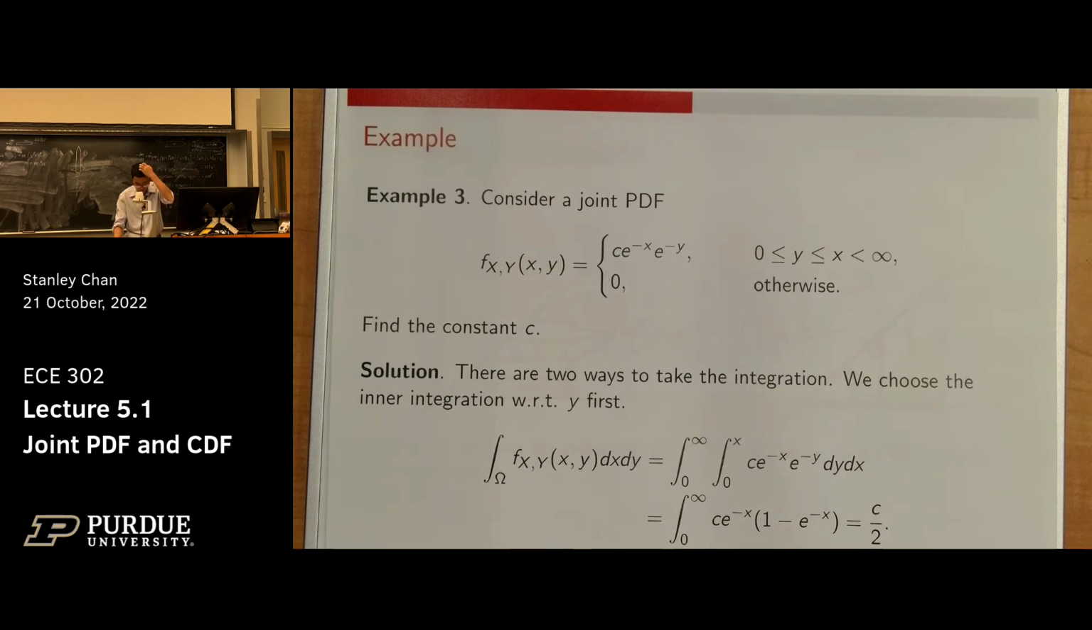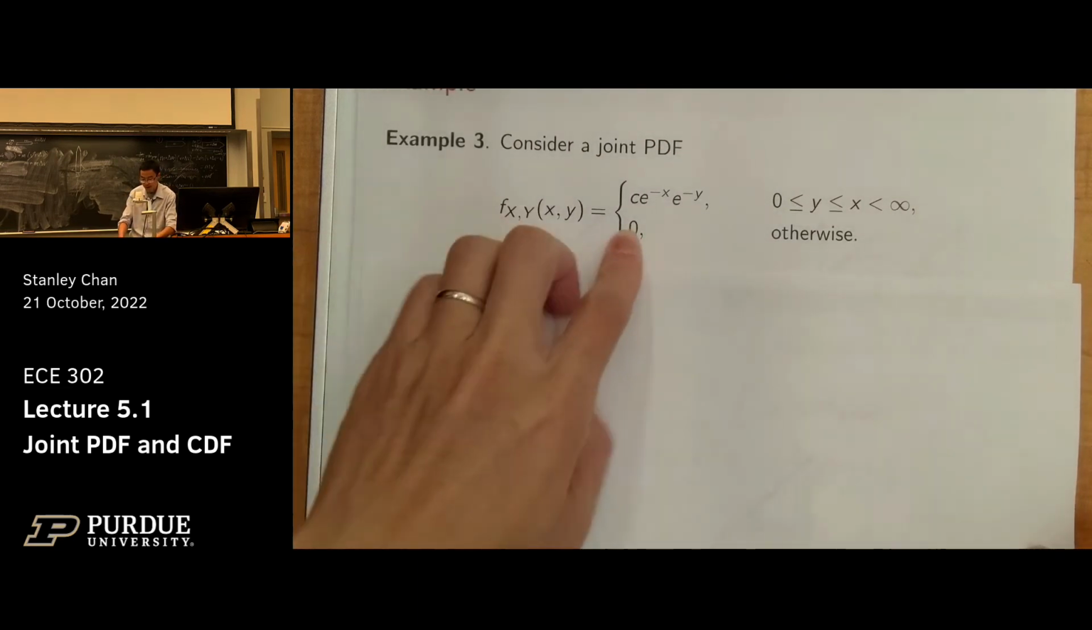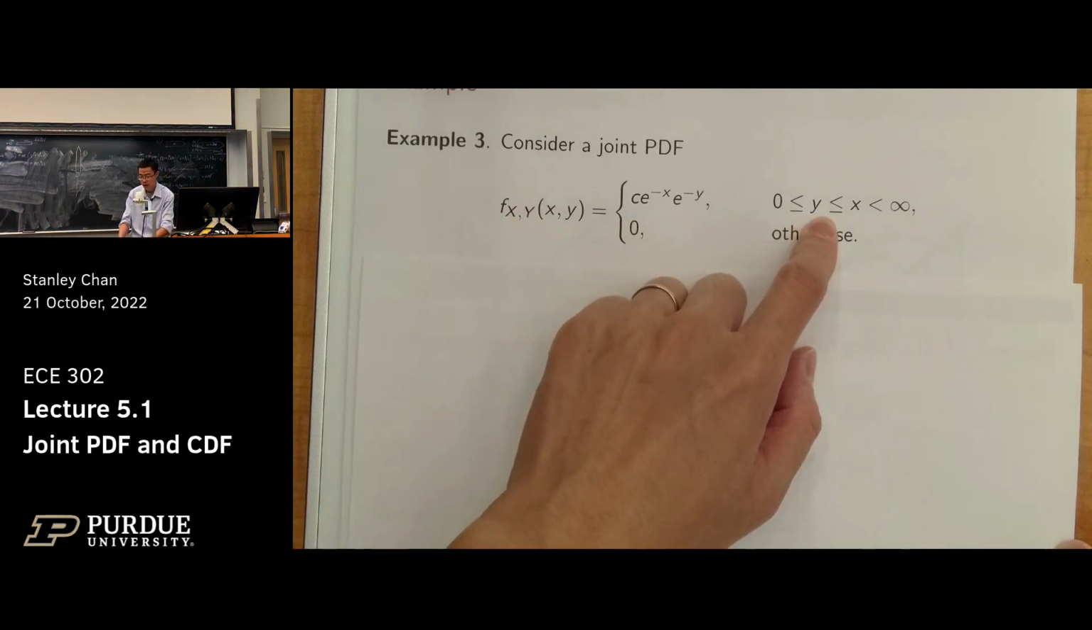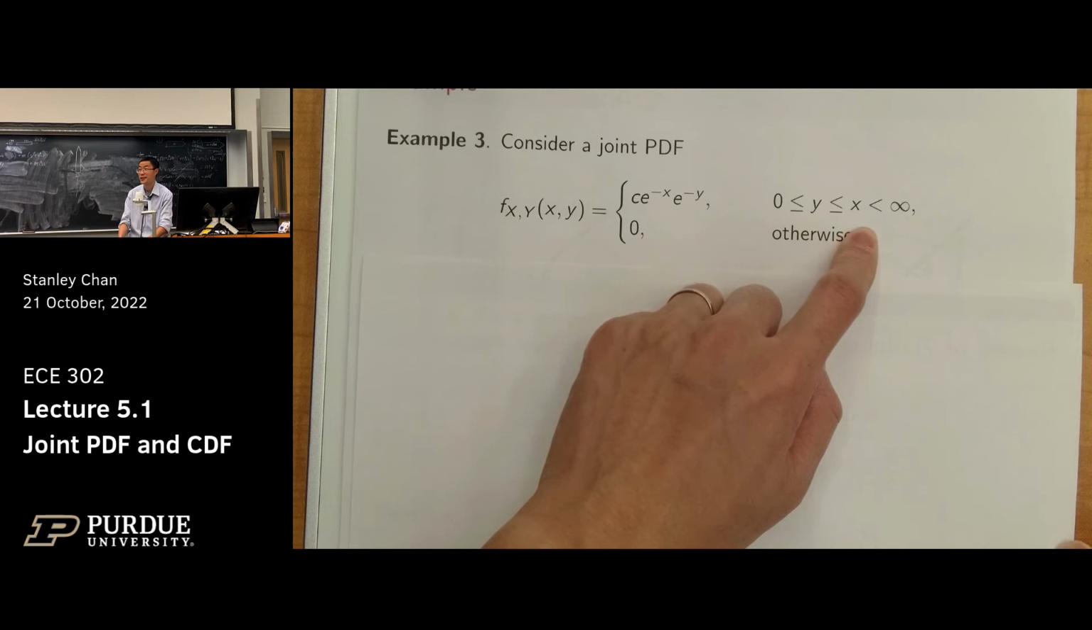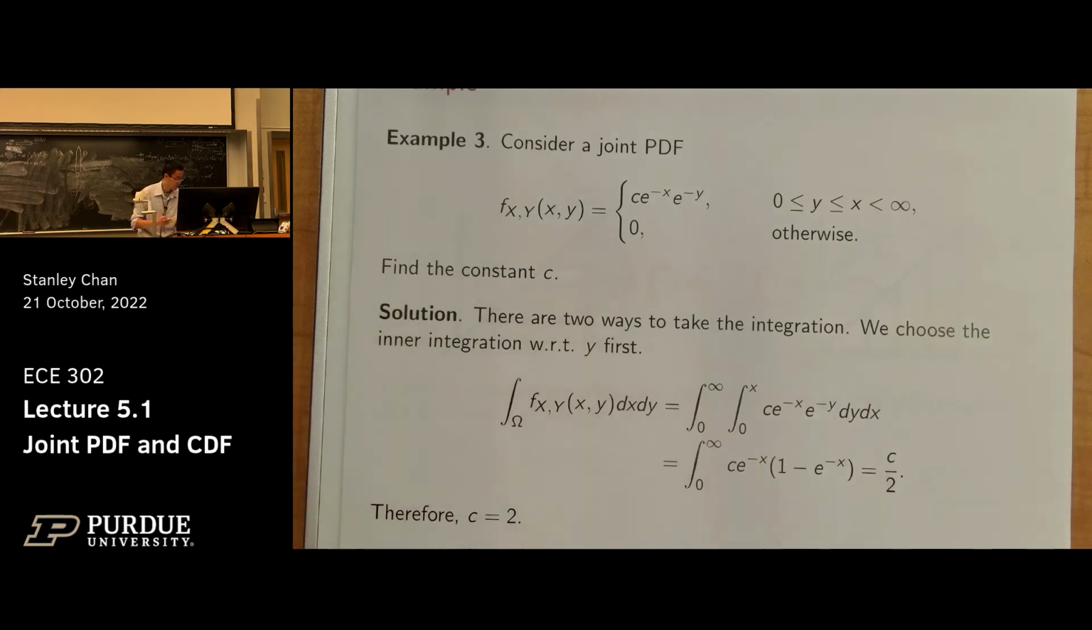All right, so let's work on an even more complicated example. In this case, you have a PDF, f(x,y), and it's given by this ugly formula. And there's a range of y less than or equal to x, less than or equal to infinity. Okay, so how do we solve this problem?